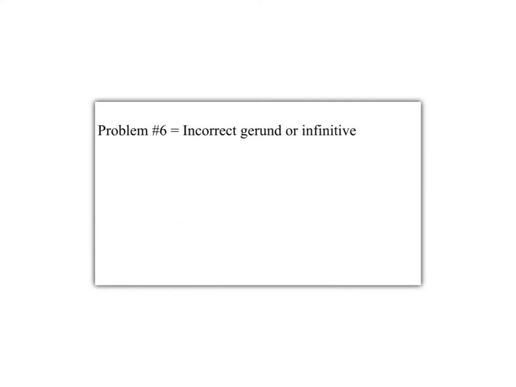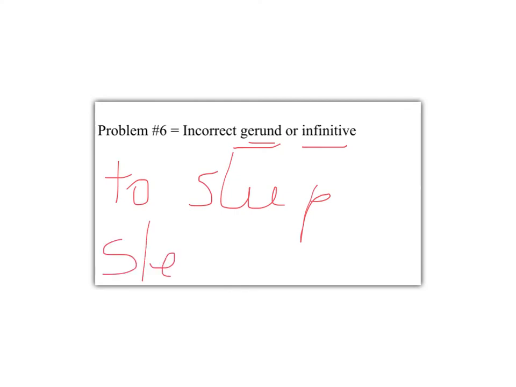And finally, problem number 6 is using an incorrect gerund or infinitive. This is perhaps the most difficult problem in verb formation because it's not rule-based. There are no rules you can learn. You just have to remember the pairing. So quickly, let's remind ourselves, we know what infinitive is. It's to plus the base, to sleep. Okay. When we talk about gerunds, we're talking about the ing. So a gerund form would be sleeping.